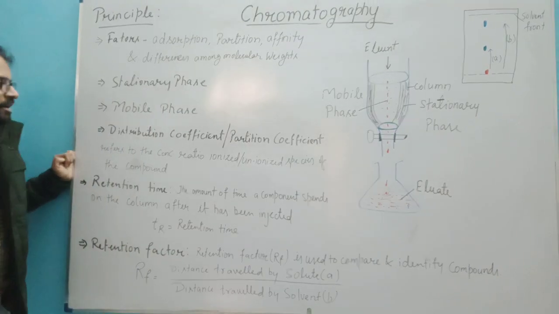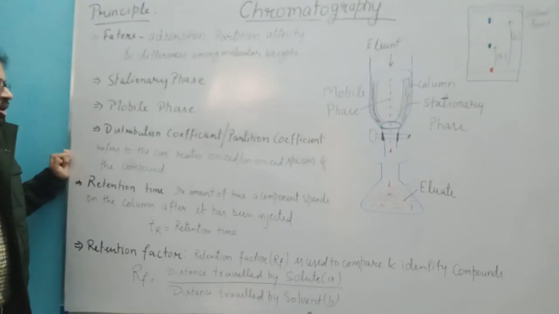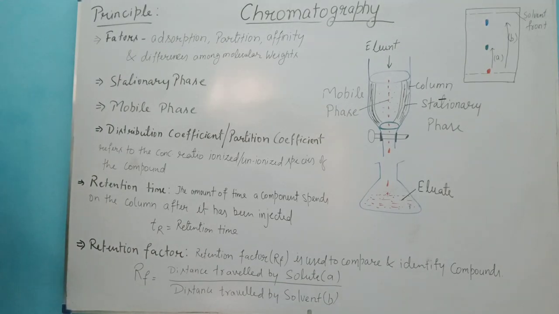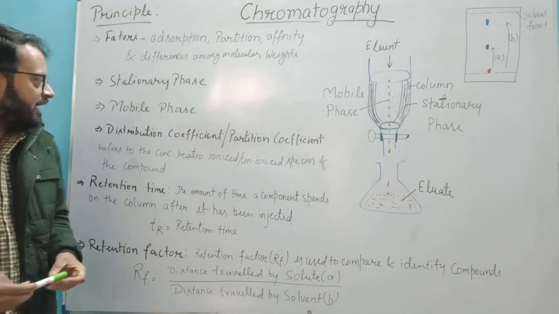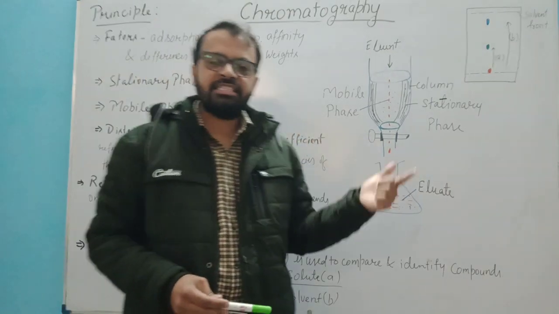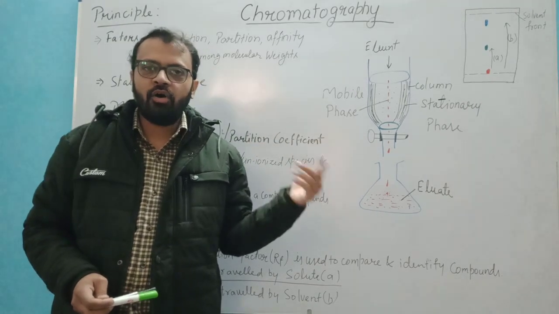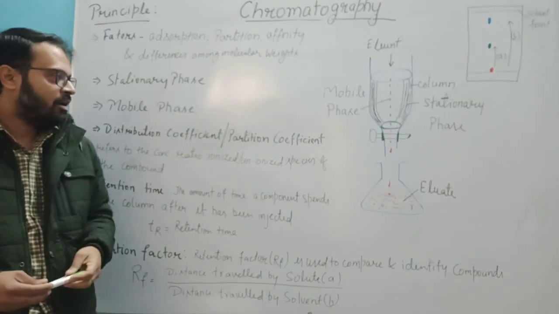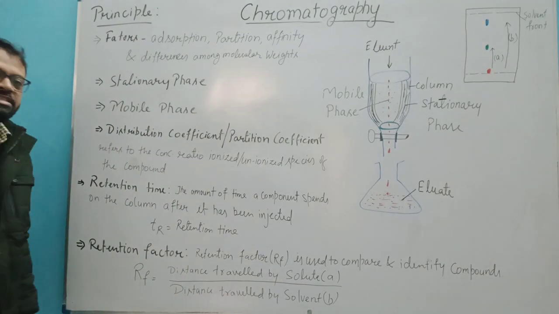There is another factor which is called the distribution coefficient, or partition coefficient. The distribution or partition coefficient refers to the concentration ratio of a species present in the compound. For example, if we have two phases, phase A and phase B, the concentration in phase A upon the concentration in phase B is equal to the distribution or partition coefficient. Basically it is a ratio of concentration between two phases.